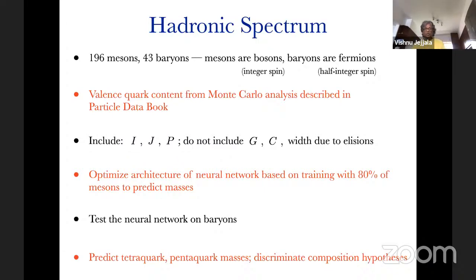So what we'll do is we'll optimize the architecture of the neural network based on training with 80% of the mesons, and we'll try to predict the masses of the mesonic data set and also the baryonic data set. The baryonic data set is not involved at all in the training process. We're training purely on mesons, and we're seeing whether we can predict the masses of baryons. And if we can do this, this corroborates this idea that baryons are in fact solitons in the meson spectrum. We'll also use the neural network to predict tetraquark and pentaquark masses and discriminate different composition hypotheses for tetraquarks.